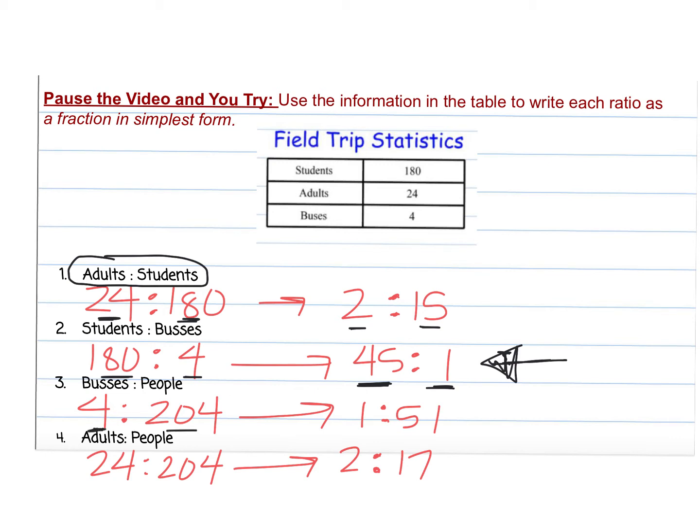Buses to people, so 4 to 204 because we add the students and the adults. So this says that for every bus there's actually 51 people because we have the adults on there as well. And then adults to people, so 24 adults, and then I add the adults with the students to 204. They can both be divided by 12, so we would have 2 adults for every 17 people.